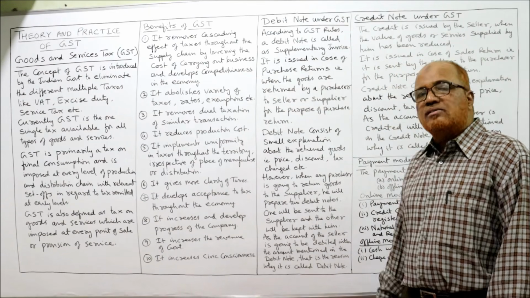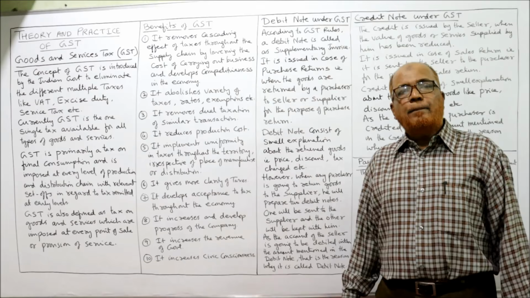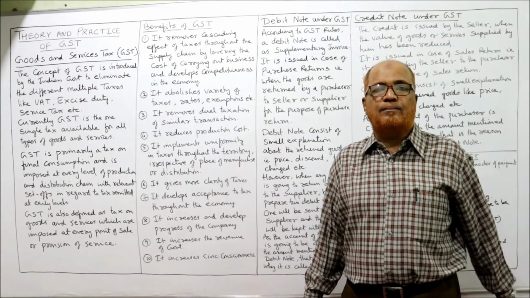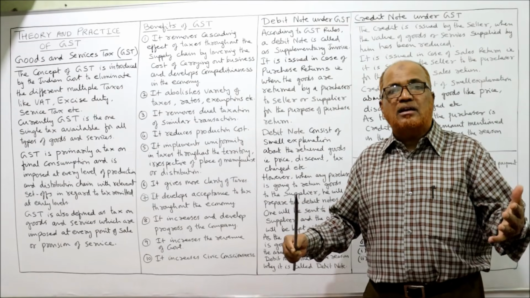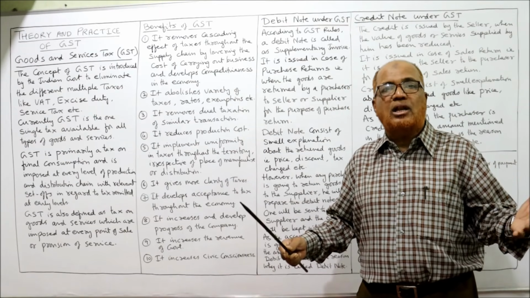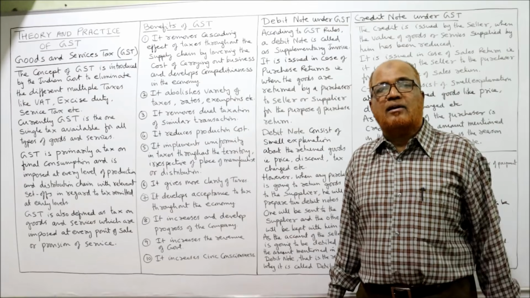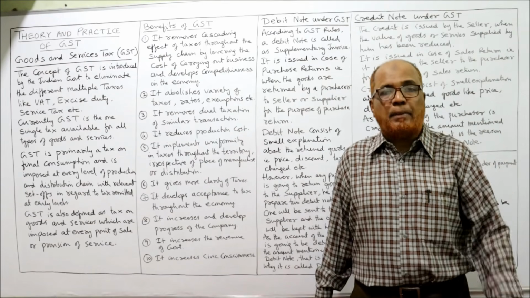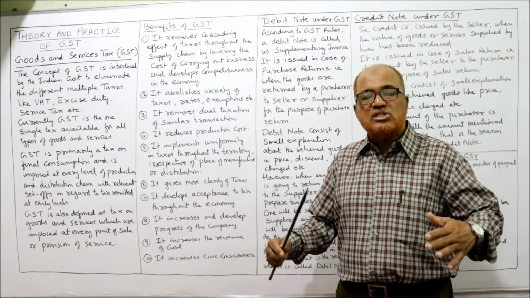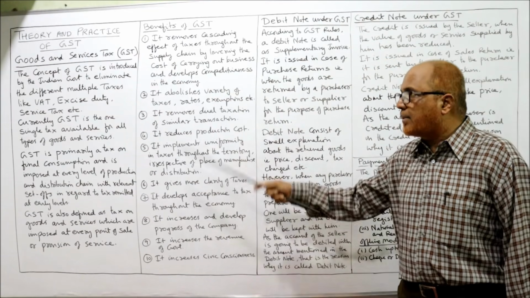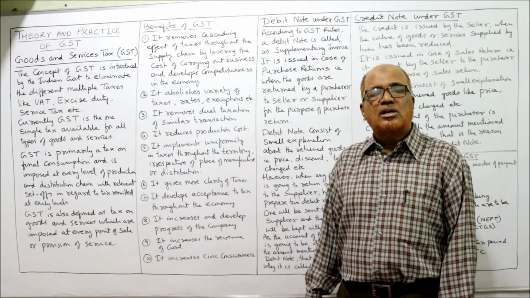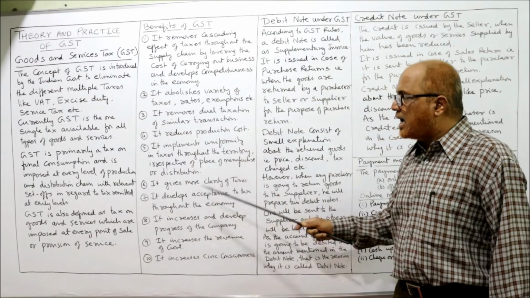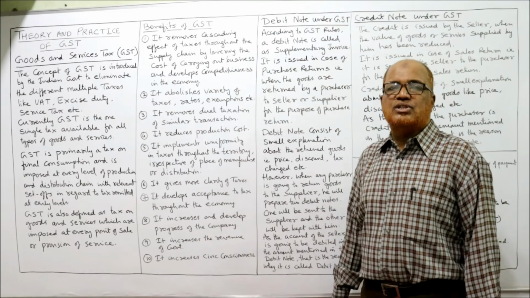Then it increases civic consciousness. The people are becoming more and more aware of GST. The civic consciousness will increase. The people can understand the law and how much tax they are paying. They can ask the government regarding the application of public money. So this type of civic consciousness will increase by applying GST. So I have explained to you the introduction to GST and the benefits of GST.